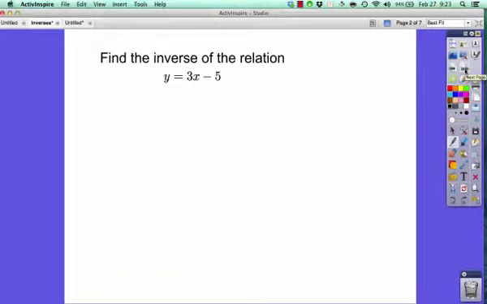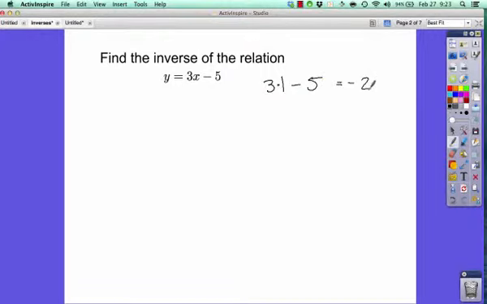So let's try to figure out what the inverse of this relation would be. First of all, let's break this down. This is a relation where I take an input, and what do I do to it first? Multiply by 3, and then I subtract 5. Okay? So if I were to have an inverse, well, let's take a number. Let's take number 1. I take that number, I multiply it by 3, and I subtract 5. What am I going to end up with?